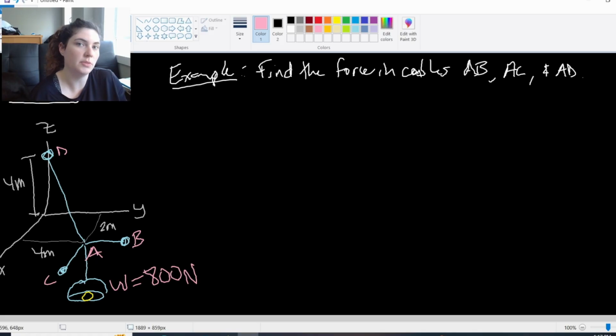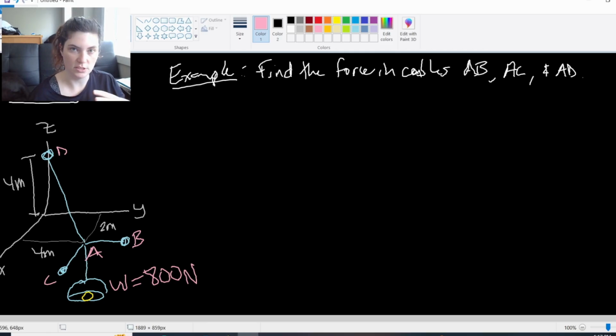And this is a problem that we could very well see in real life. If we need to know if one of our cables is overloaded and is going to snap, maybe we have to rearrange something so that it doesn't snap. Maybe we reconfigure something, and this is just a test problem, right? To see if this configuration works, how much force is going through each one of these cables.